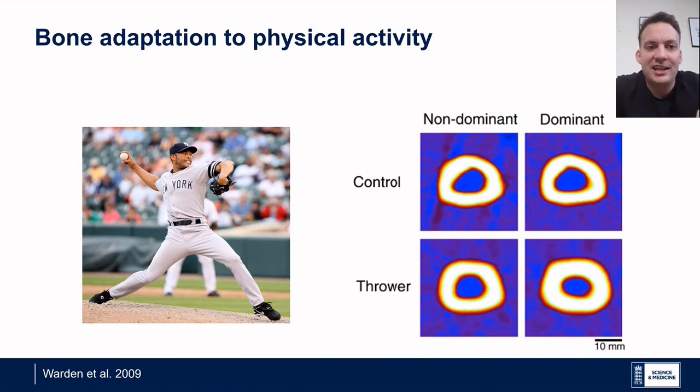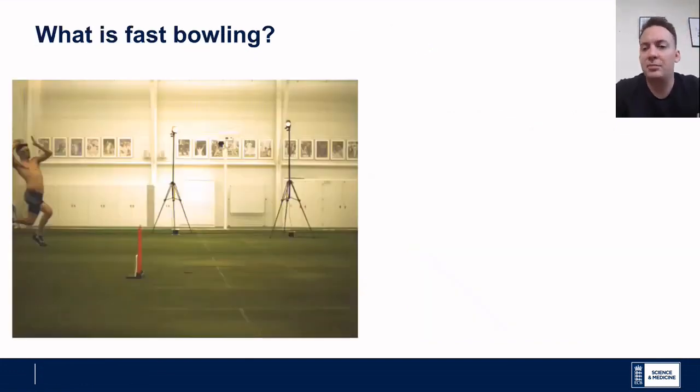And we can see this happening in baseball pitchers. So this is a cross section taken through the humerus of the dominant throwing arm versus the non-dominant throwing arm, and as well compared with a typical active person. And we can see that there is significantly more bone mass and sheer size in the throwing arm of the pitcher. So this is how bone works typically. Really site-specific response.